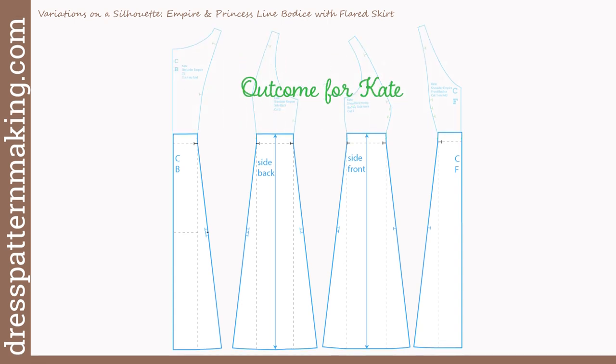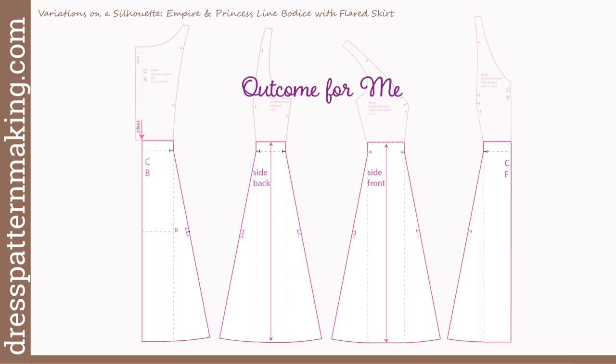So first I'll show you the outcome. This is what I'm going to end up with for Kate at the end of this video. And this will be the outcome for me. These are my skirt pattern pieces.